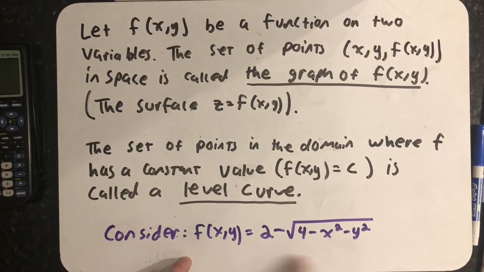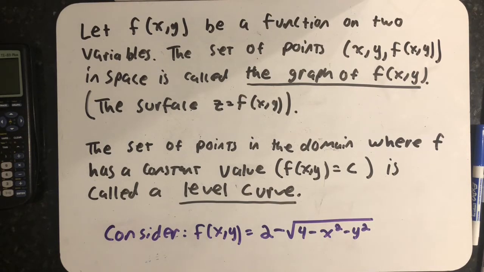I want to take this function on two variables, f of x comma y equals 2 minus the square root of 4 minus x squared minus y squared. Pause the video here and see if you can identify this surface before moving forward.